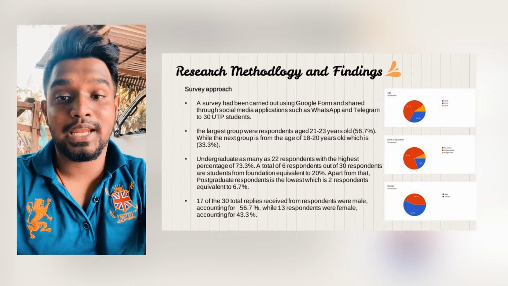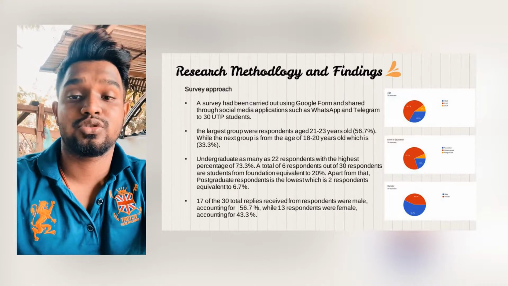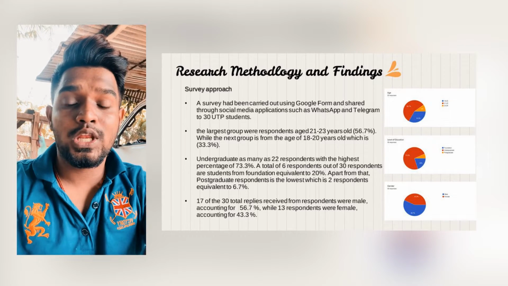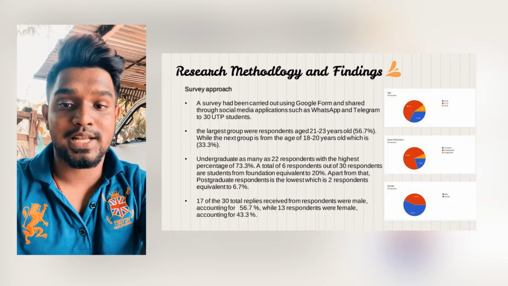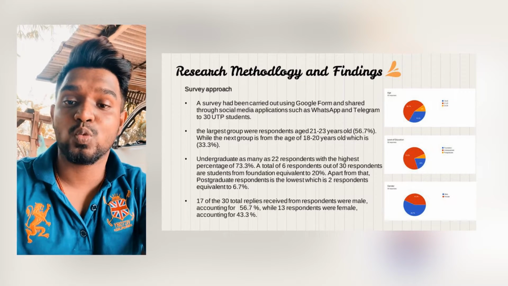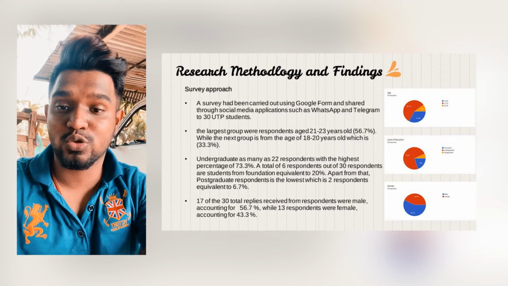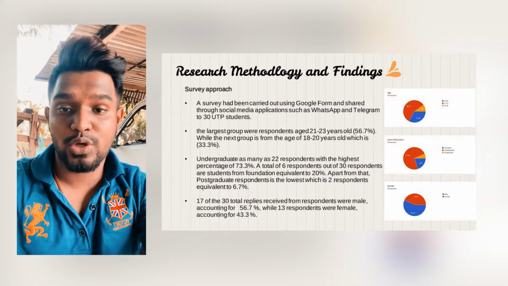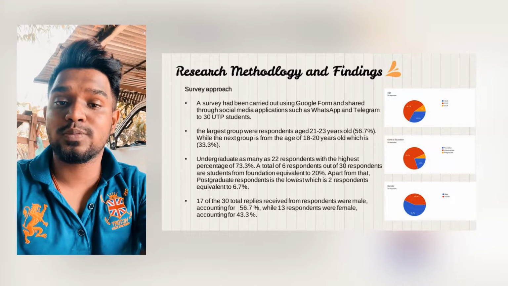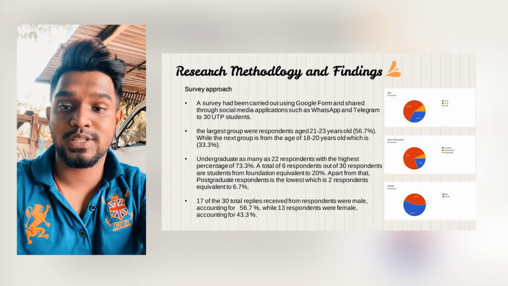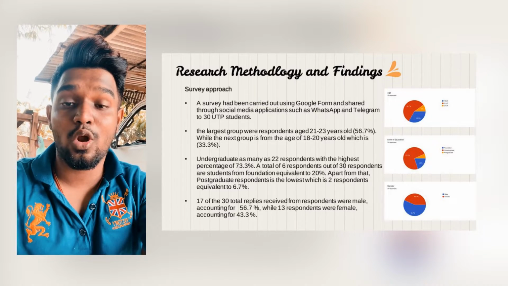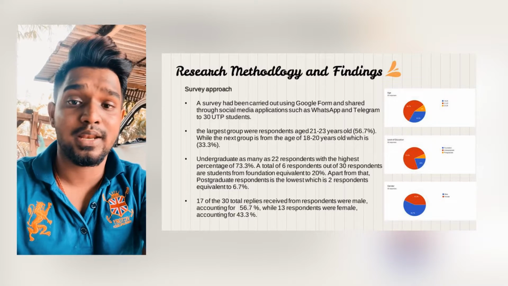A survey was carried out using Google Form and shared through social media applications such as WhatsApp and Telegram. We know that 30 UTP students answered the survey. Based on the first chart, the largest group of respondents were aged 21 to 23 years old, which is 56.7%, while the next group is aged 18 to 20 years old, which is 33.3%. Moreover, there are not many respondents aged above 23 years.